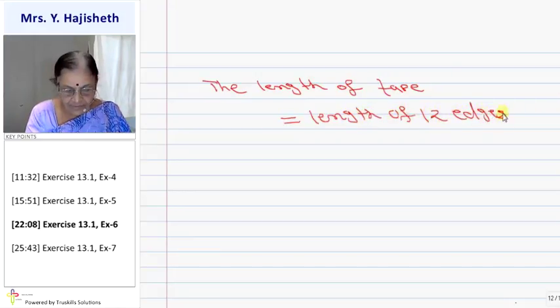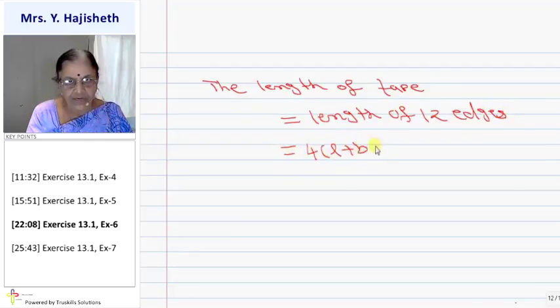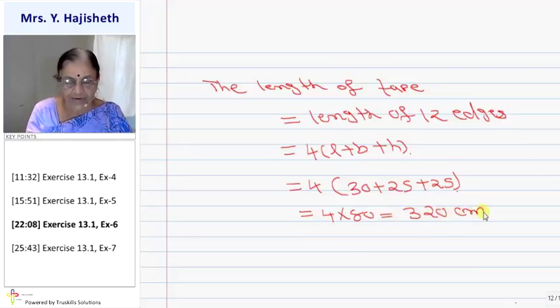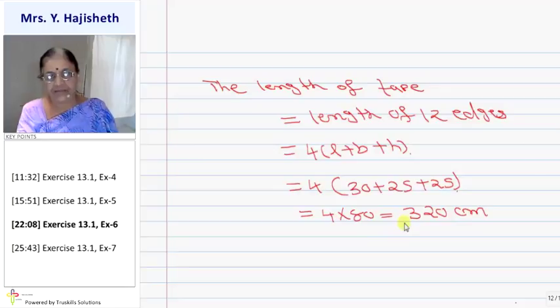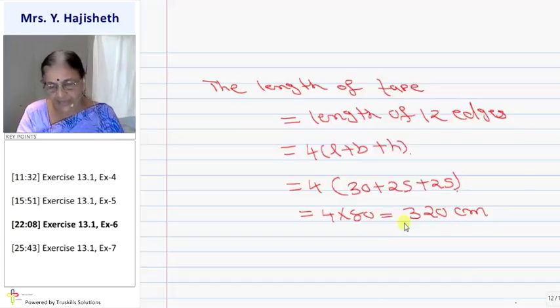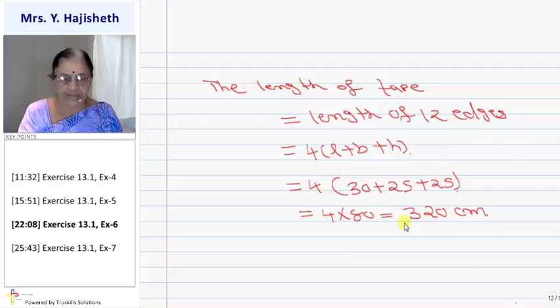क्लियर। 12 एजेस में क्या आएगा, लेंथ भी 4 बार, बी भी 4 बार और एच भी 4 बार। ओके, सो इट इज 4 टाइम 30 plus 25 plus 25. So that is 4 into 80. So 320 centimeter tap is required. The length of tap required is 320 centimeter. And area of the glass is 4250 centimeter square.